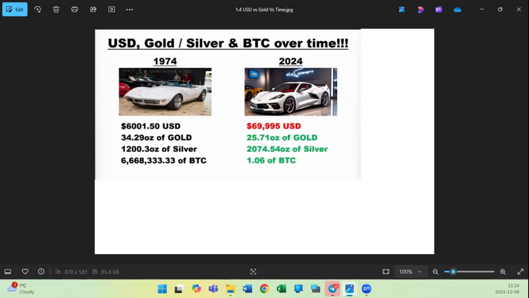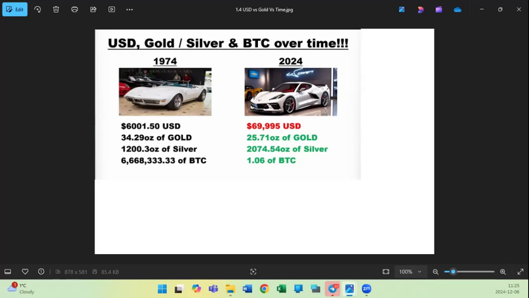Did the technology go up in the car? Yes. Is that why the price is 11 times more? No. How do we know that? Look at the next 3. Gold actually held value and actually went higher: 25 ounces of gold as opposed to 34. See how real money works compared to not real money?